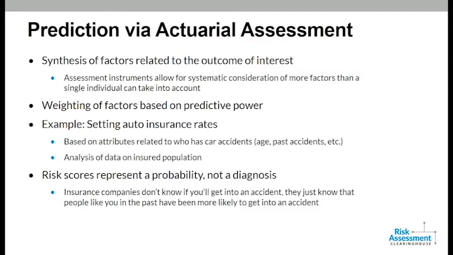These tools are good decision aids in part because they can systematically and consistently consider more factors than a single individual can. It's important to remember that risk scores produced by actuarial tools convey a probability, not a diagnosis. When insurance companies set a high auto insurance rate for someone, they don't know that the person will be in an accident. What they know is that people with similar risk factors have been more likely to get into accidents in the past.